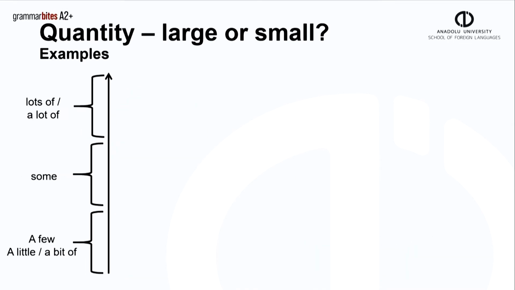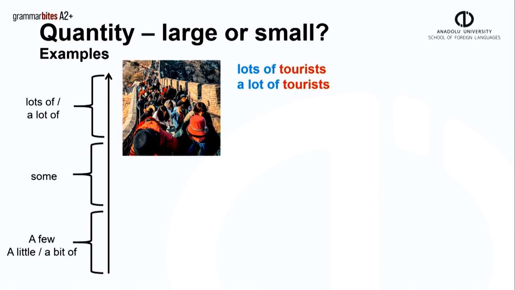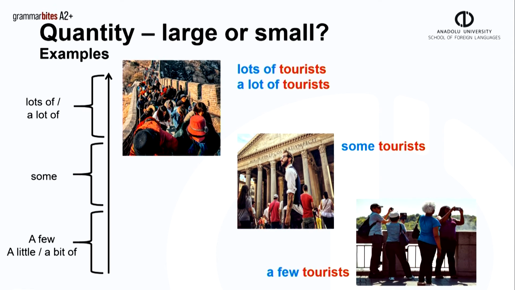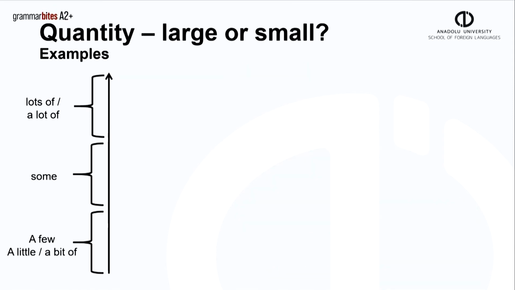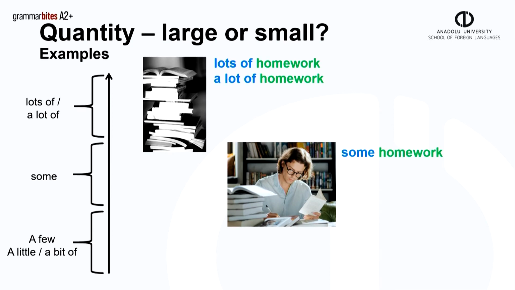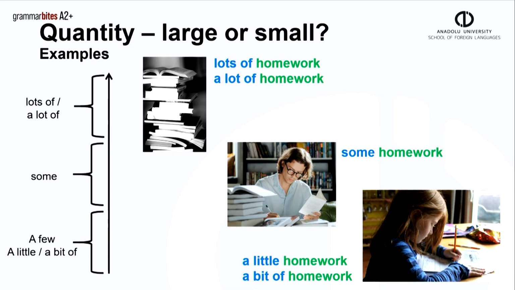Here are some examples with a countable noun, tourist. Lots of tourists, a lot of tourists. Some tourists, a few tourists. And with an uncountable noun, homework. Lots of homework, a lot of homework. Some homework, a little or a bit of homework.